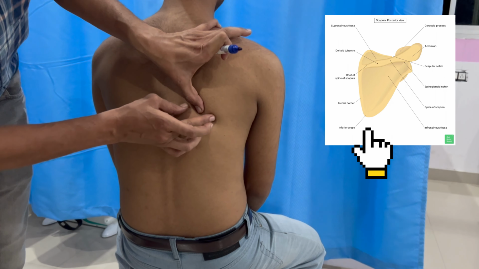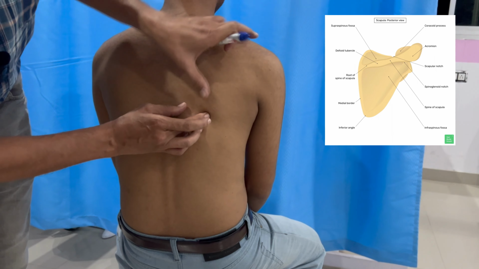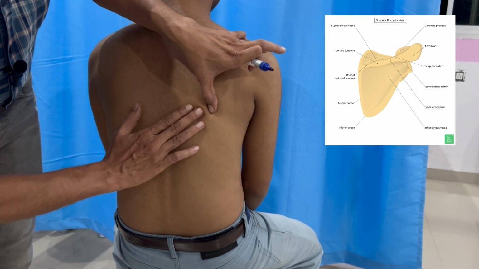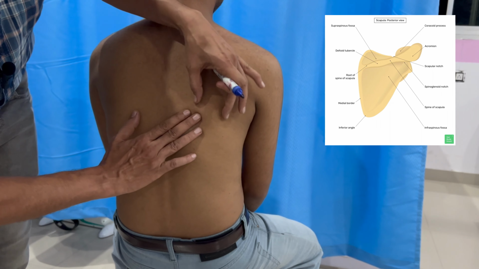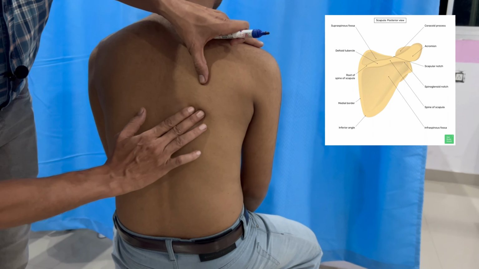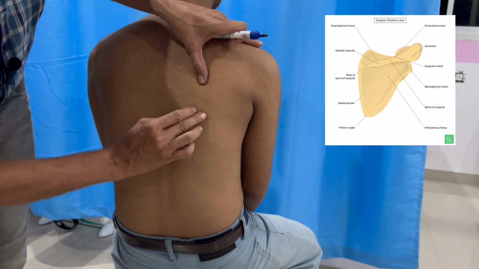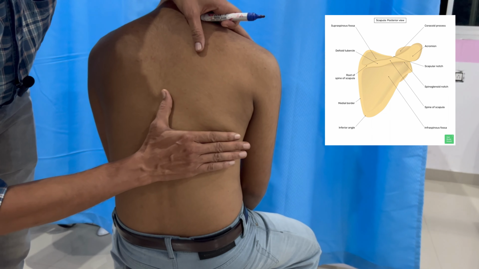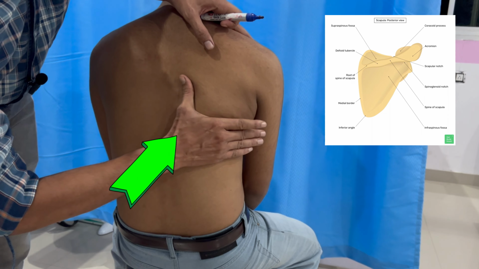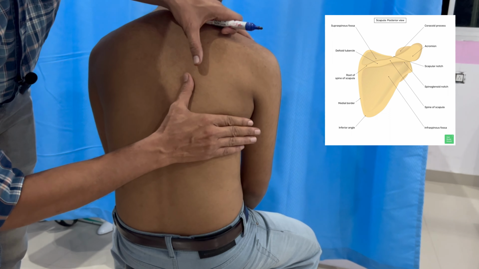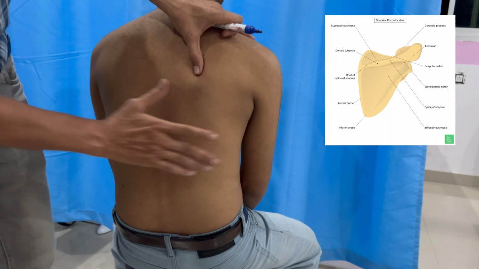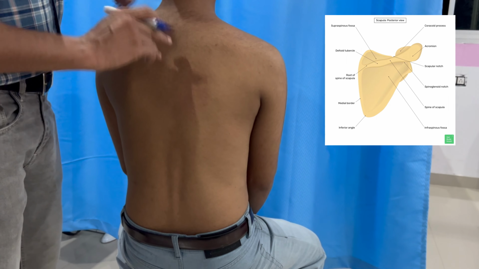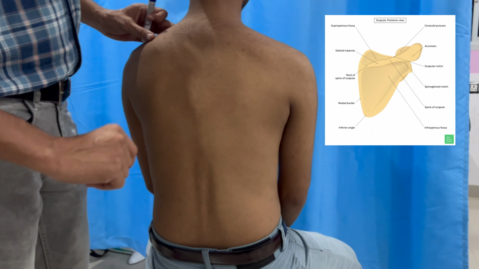for the bony landmark. For confirmation, you have to make this grip that should be perpendicular to the presumed location of the scapula, or it should be perpendicular to the inferior angle of the scapula. Another grip, we can make it like this, slide it in upward direction, and ultimately you will grip the complete scapula.